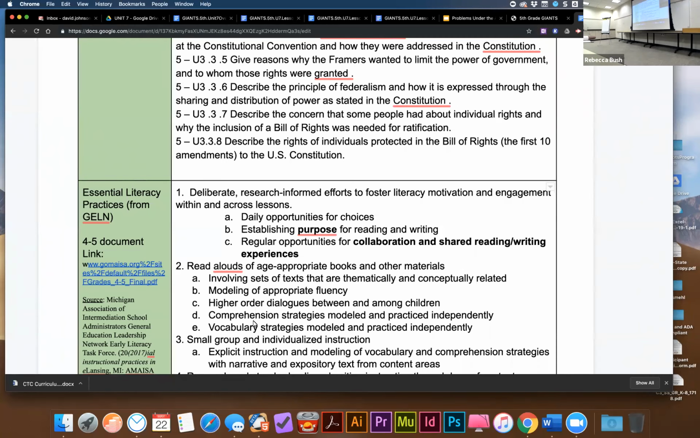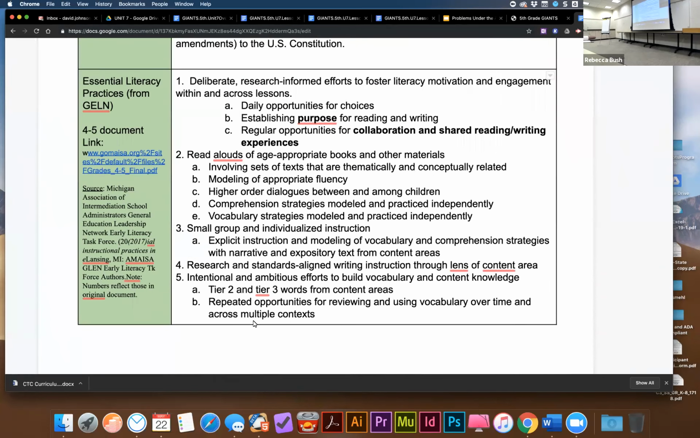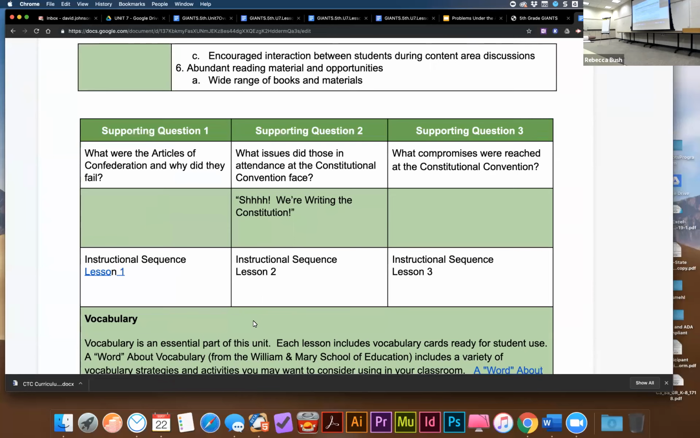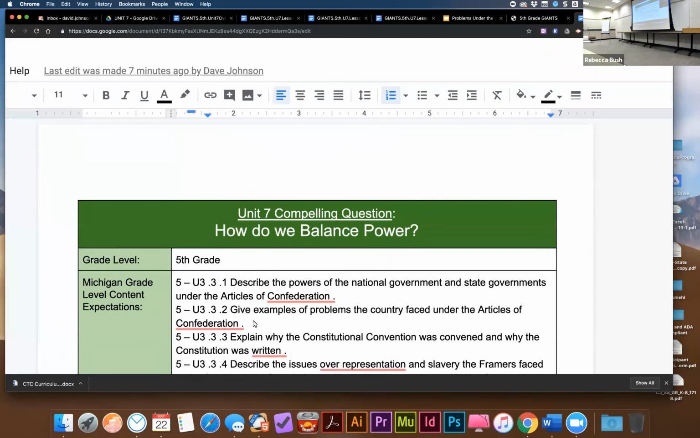Perfect. All right. So as far as the unit overview goes, this one is sectioned off into 3 lessons. And essentially, our compelling question this time around is all about power. How do we balance power? Power was one of the, it may not have been the named, here's the elephant in the room, but most of those struggles were about, okay, how much representation? Do big states get more power than the little states? Why should the little state count as much as my vote?